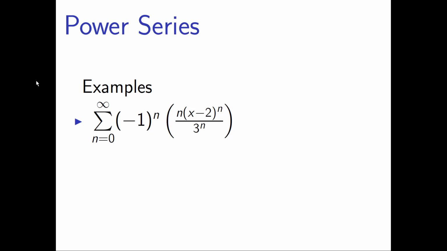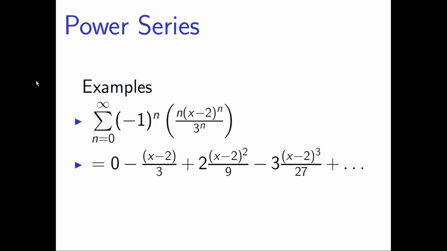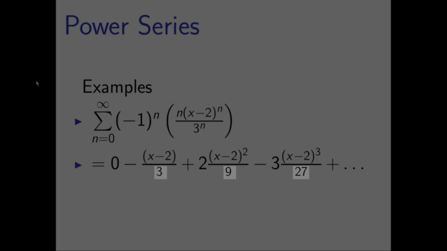Here we have a minus 1 to the n, so it alternates, it'll go plus minus, and the coefficient this time will be n over 3 to the n. And now it's no longer centered at 0 here, we've got the x minus 2 term. So the first few terms here, well, the first term is 0 because the n will be 0 here. And then we divide by 3 to the n each time. So we get the powers of 3 in the denominator here.